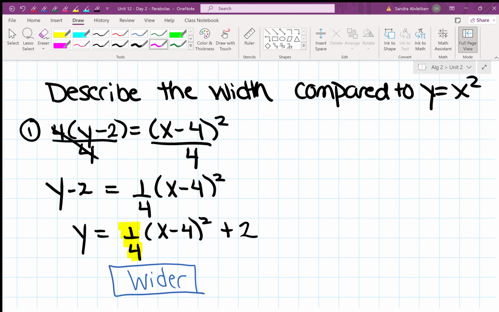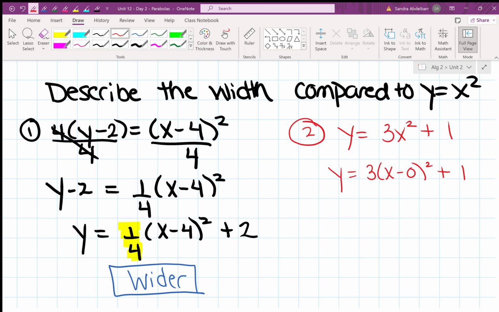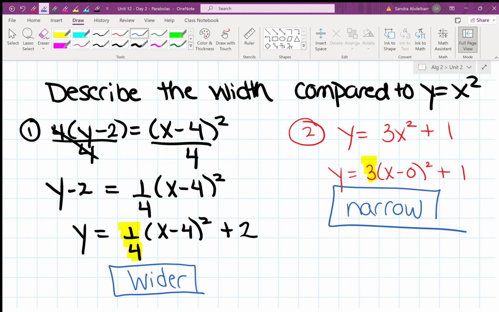Let's do a couple more. I'm doing one more. Y equals 3x squared plus 1. Isn't this the same as y equals 3 times the quantity of x minus 0 squared plus 1? All right, so my A is a whole number, so are we going to be wider or more narrow? It's going to be more narrow. All right, we are done.